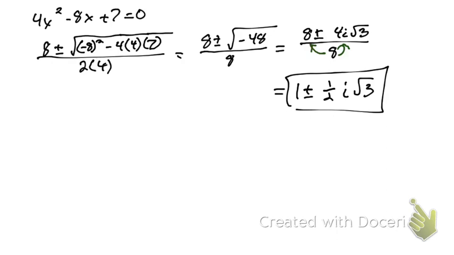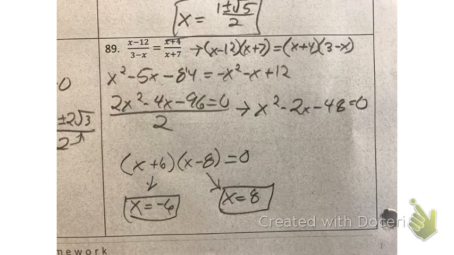All right, other questions? Because we could talk about that. 89. So for 89, you had to use your cross multiplication. Let's just take a picture of that one. So 89, we had to use cross multiplication to simplify first. I did my x minus 12 times that x plus 7. Then I did my 3 minus x times that x plus 4, which is over here.